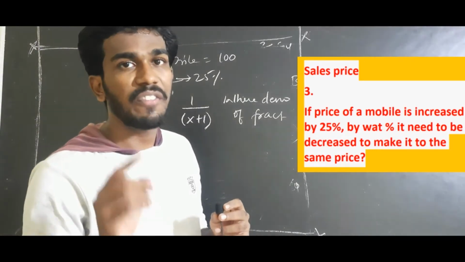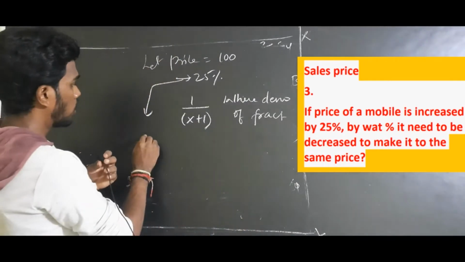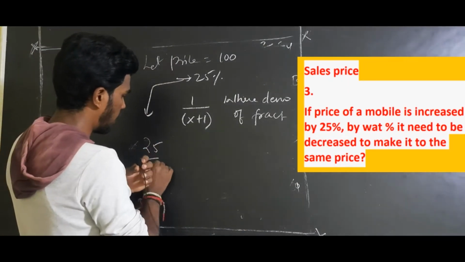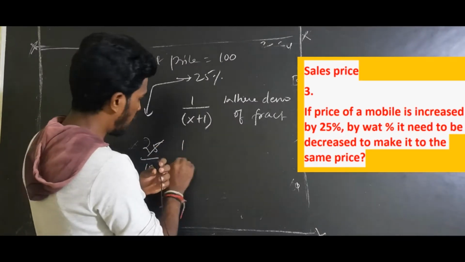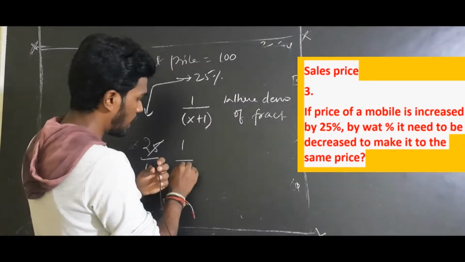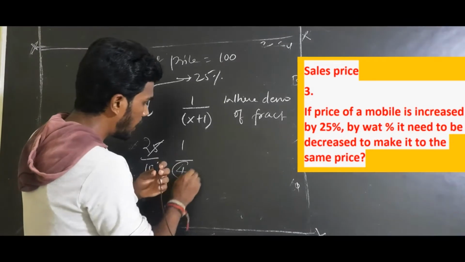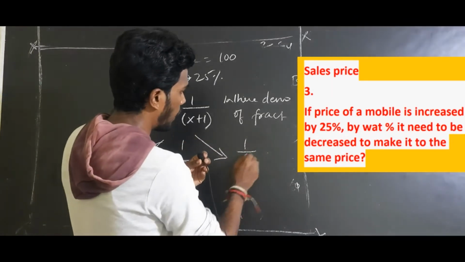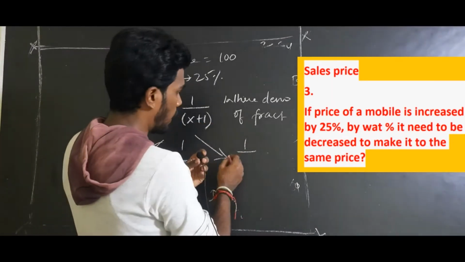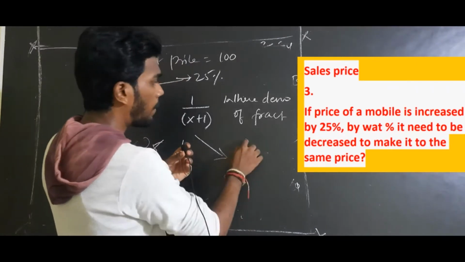We need to calculate the fractional part of 25%. So 25% is nothing but 25 by 100. 25 ones are 25, 25 fours are 100. So the denominator is 4. Therefore 1 divided by 4 plus 1 is 5. So 1 by 5 part.